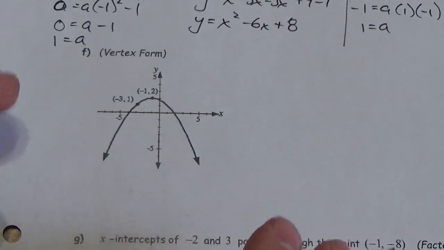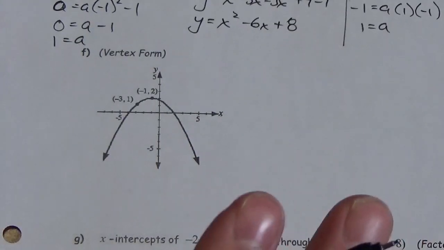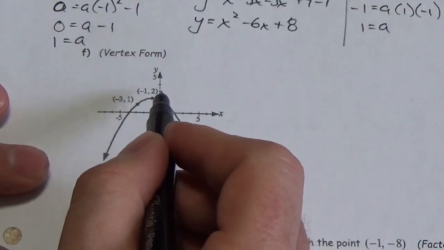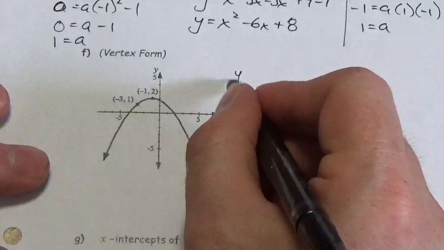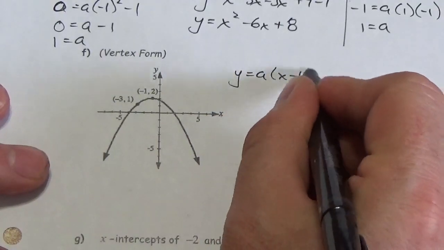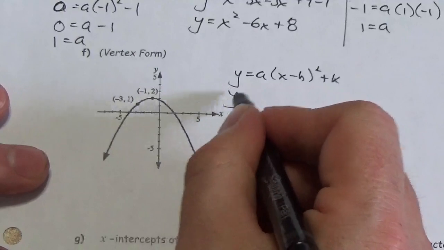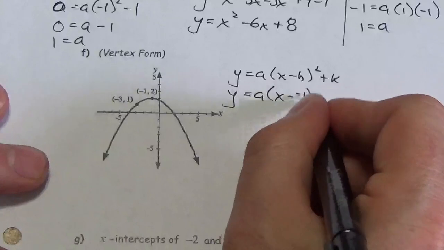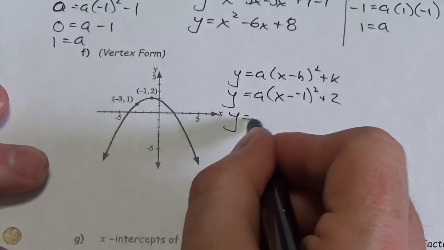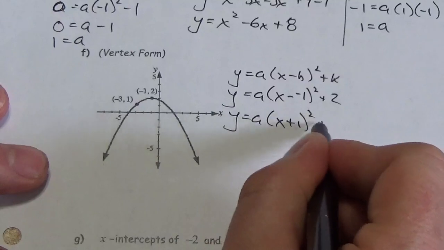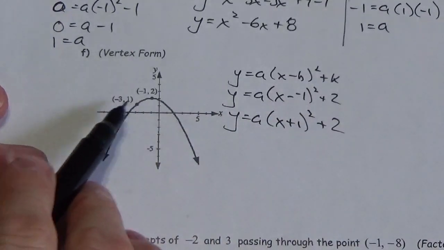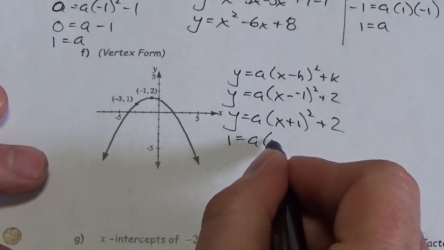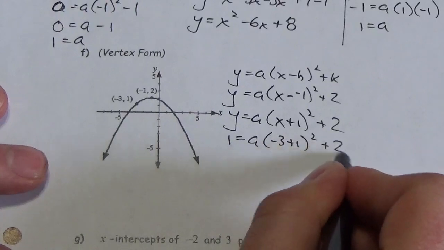Now, let's talk about this one right here. Sometimes the graph throws people off. But you should know that I've given you the vertex here. And I want this in vertex form. Well, I already know, because I can see it, what the vertex is. So this is going to be a multiplied by x minus negative 1 squared plus 2. And I'll simplify that. x plus 1 squared plus 2. And then I'm given this extra point here, this negative 3 comma 1. So I'll plug that in. The y is 1. Negative 3 plus 1 squared plus 2.